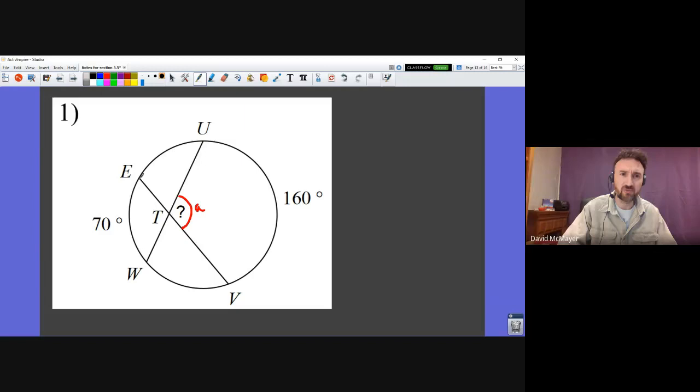Now, what you need to realize here is that this arc measure EW is 70 degrees, and then you have this other arc measure from U around the circle all the way over to V. That's equal to 160 degrees. And you've got to use that information to find the measure of A. We'll leave you to that. You can pause the video and give that one a try.